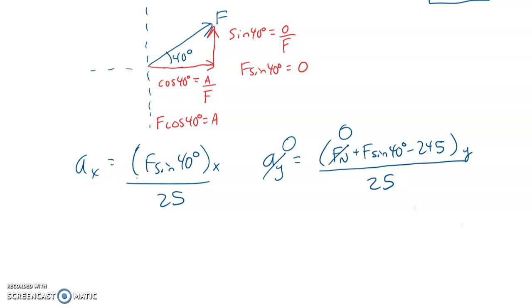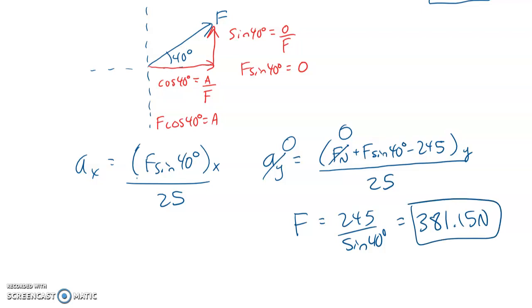That might seem like cheating a little bit, but this really is that boundary condition. What is the last moment that it's still touching the ground, but about to lose contact with the ground? And so that's how we can justify saying that both of those things are 0. So then this equation just becomes F that we're looking for is equal to 245 divided by the sine of 40. And that gives us an answer of 381.15 newtons.